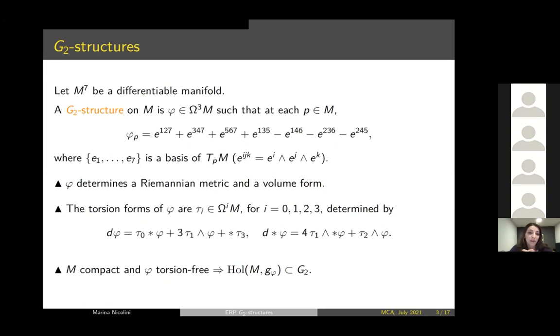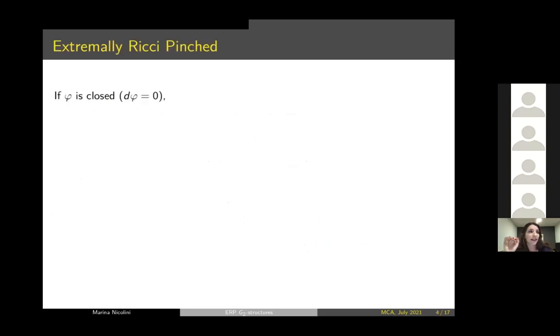it's very common that people study either closed G2 structures or co-closed G2 structures. In particular, we are going to study closed G2 structures, meaning that the torsions tau_0, tau_1, and tau_3 vanish, so the only surviving torsion form is the 2-form tau_2. Okay, so I finish the motivation here on why people study G2 structures, and we are going to study closed G2 structures. The title of this talk had another word, ERP, and I'm going to define it in this slide.